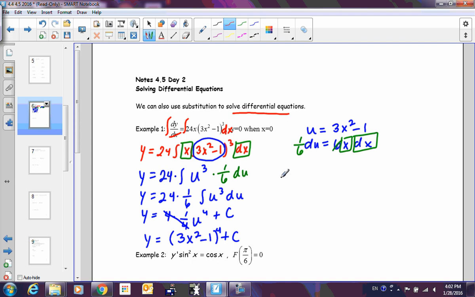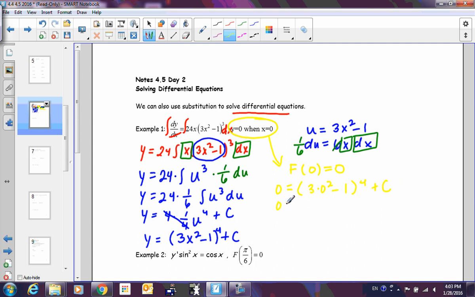What we're going to do this time is, actually I'm going to switch to yellow here, we are going to apply what we call the initial condition. This is the same thing like when you saw f of 0 equals 0. Okay, so this means I'm going to plug 0 in for y, and I'm going to plug 0 in for x, and we're going to solve for c.